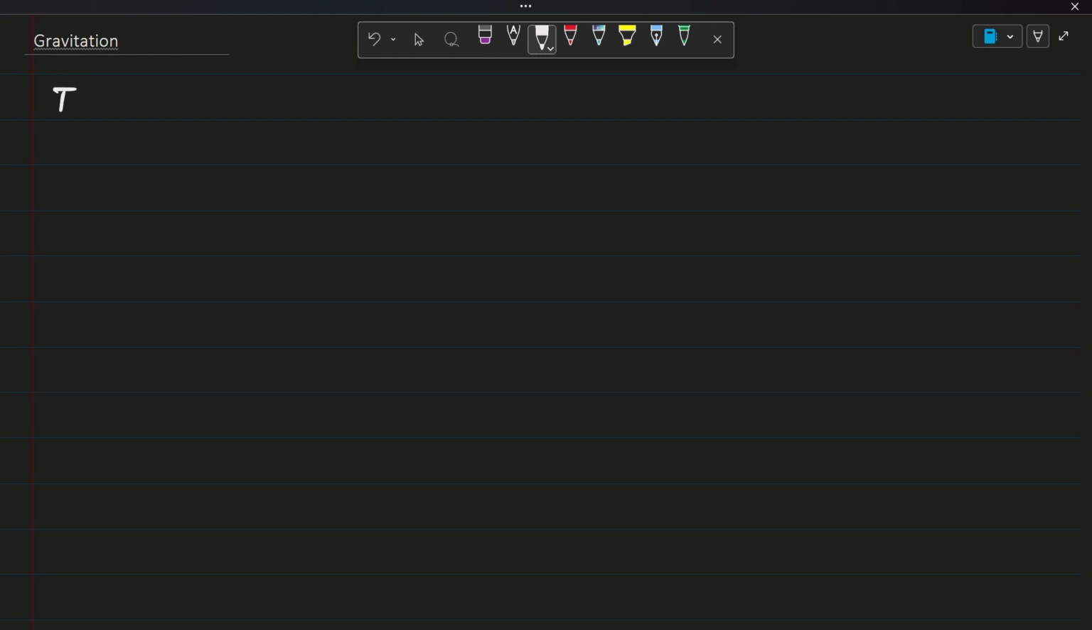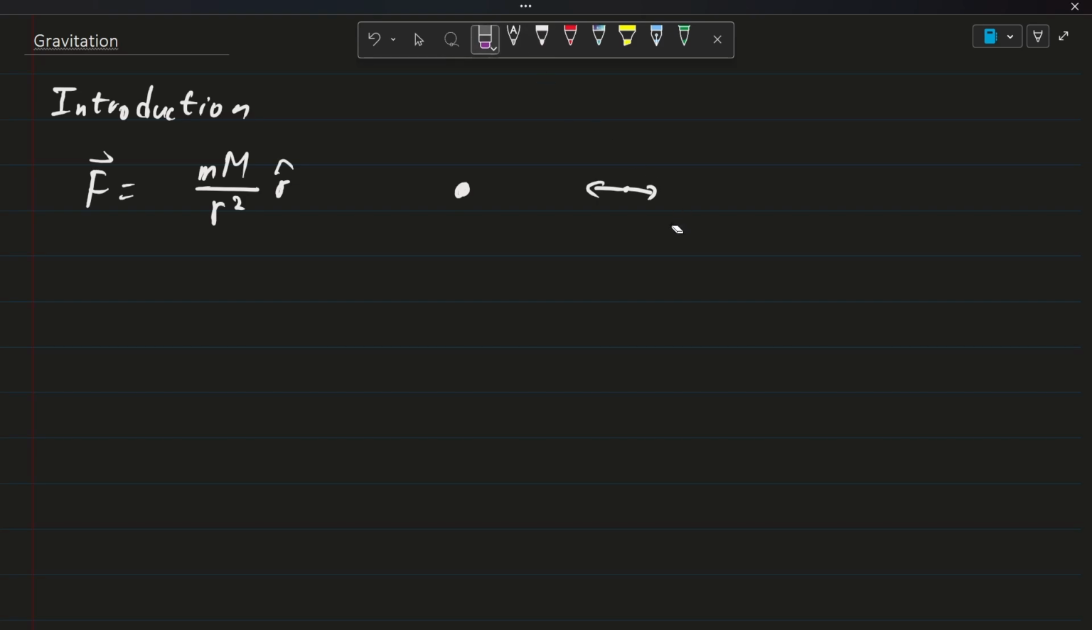So let's introduce ourselves to gravitation. Newton's law of universal gravity states that the gravitational force is proportional to the masses multiplied, and also to 1 over r squared, the distance squared, in the direction of where the object is. But the question is, does it go inwards or outwards? It turns out that we could just see that this would have a negative at the front.